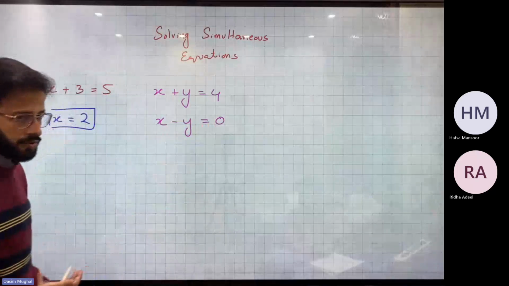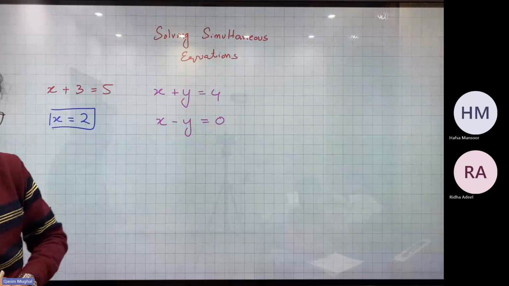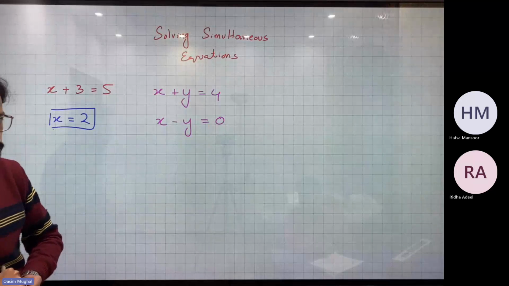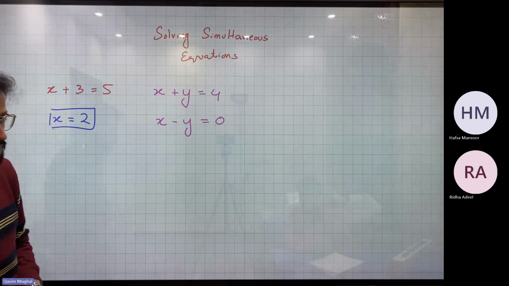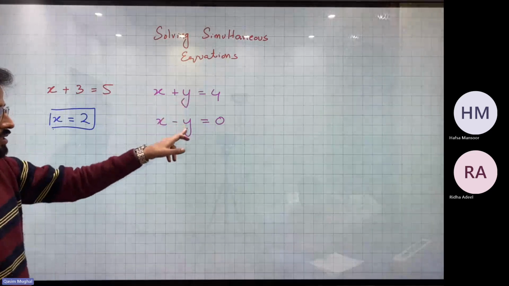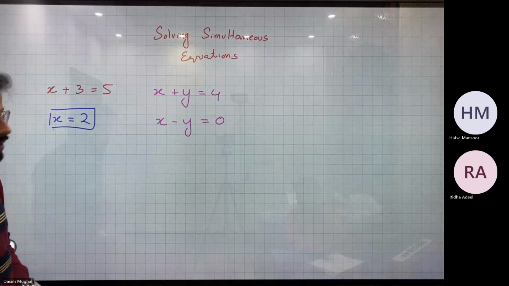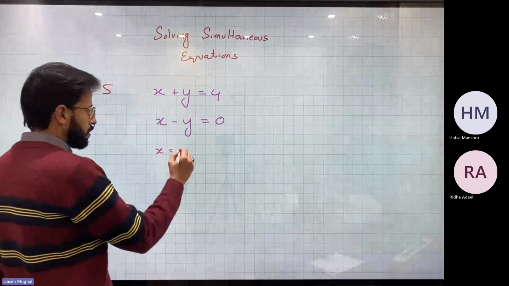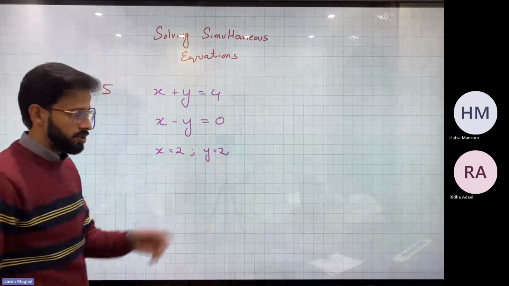And what will be the solution of this one now? So this is a simple question of math. Two numbers added, 4, and the two numbers subtracted, 0. Very same numbers. Whatever x is here, it should be the same x here. Whatever y is here, it should be the same y here. x equals 2 and y equals 2 as well. This is the only possible solution.